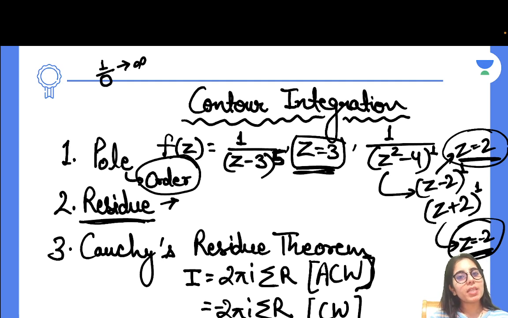Now, this was the basic introduction. So initially you will find poles, you will see what poles are lying within the contour, you will find the residue at those poles, then you will apply Cauchy's residue theorem. Now, once you understood that, this is the process we have to follow if we are working on any such type of question. After this, you need to work on a few questions, okay?